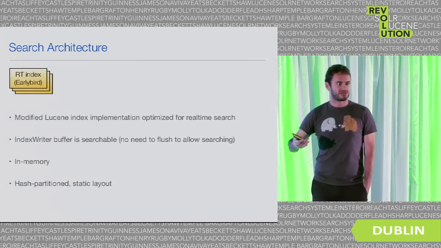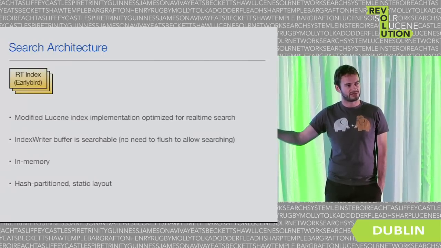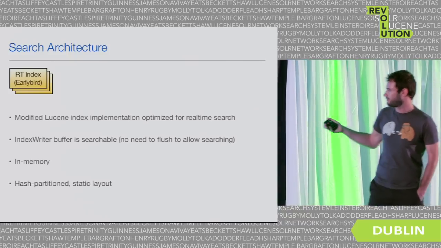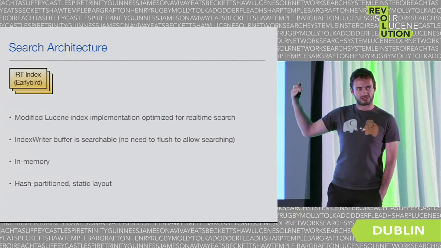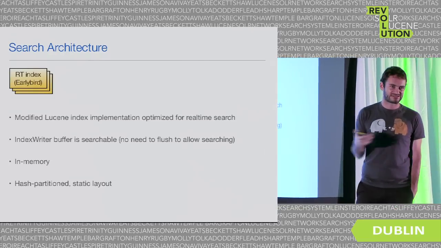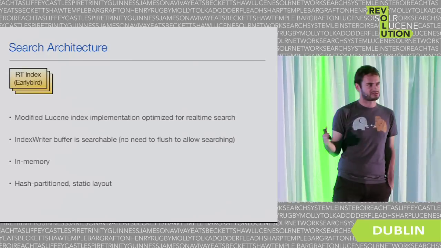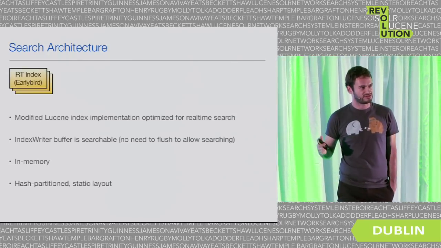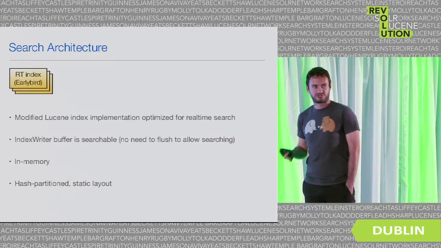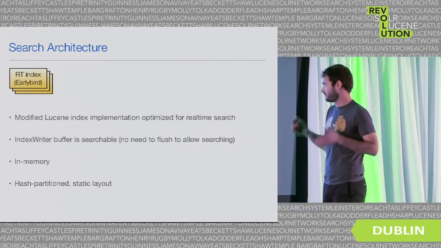In Lucene, every time you want to be able to search the most recent documents you added to an index writer, you have to call reopen on the index writer or update, and it will internally flush its buffers to disk or to a RAM directory, and then you can search it. That's inefficient for us because at Twitter we want to always be able to search the most recent tweets. So we would have to reopen the index writer all the time, which would lead to a decrease in indexing throughput if you had to flush all the time.